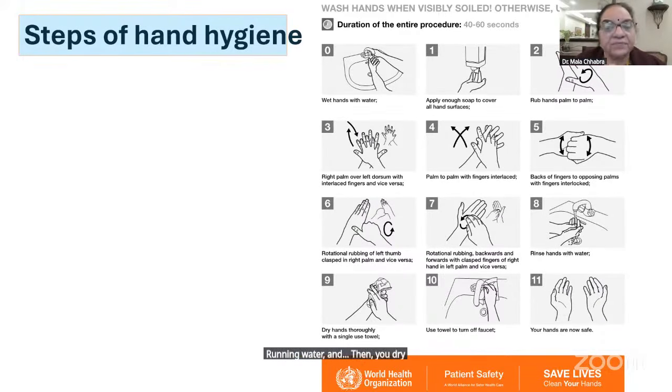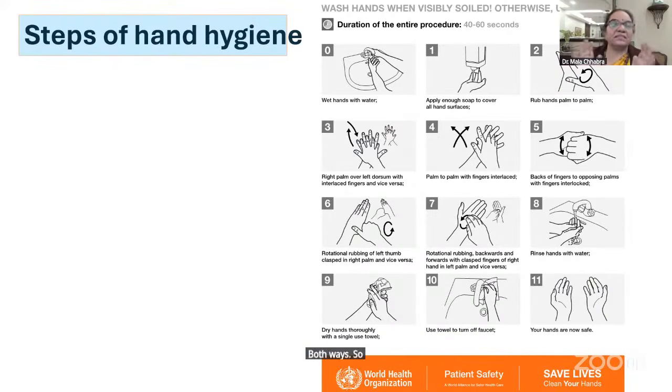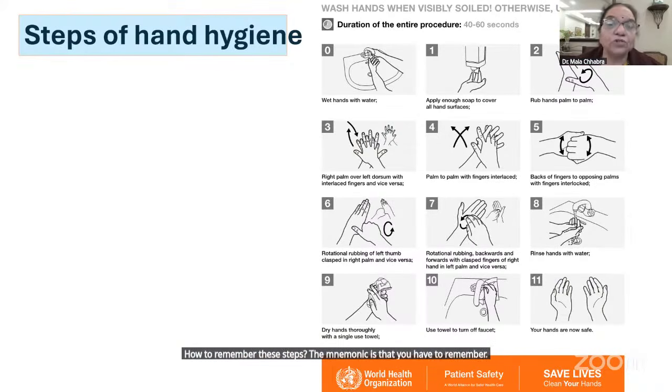Now, drying is very important, okay? You dry either with a tissue towel or with a clean cloth, both ways. So these are the steps of hand hygiene. How to remember these steps? The mnemonic is that you have to remember a name called Suman.